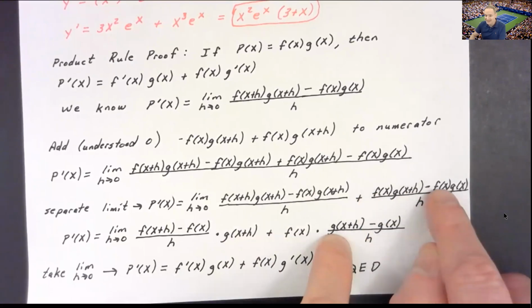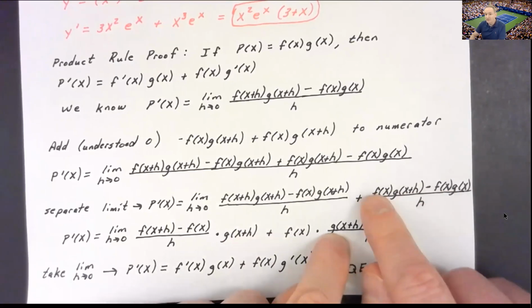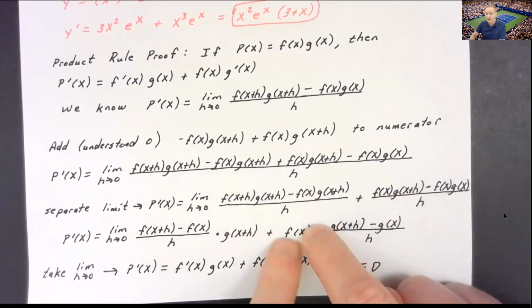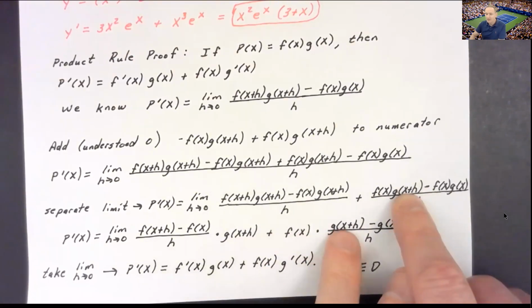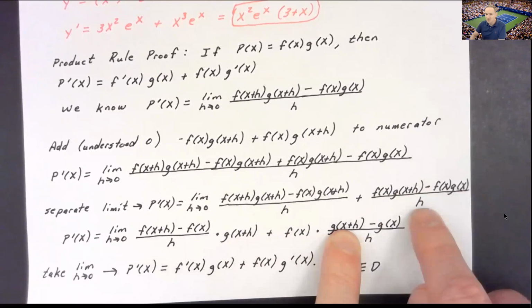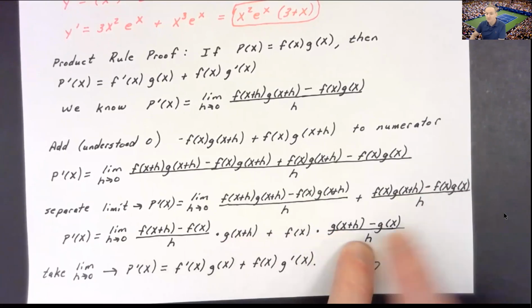In your second fraction, look at what you can factor out here. Both the first and second term have a factor of f of x. I'm going to factor that out in front. And I can say, well, when I factor that out, what am I left with? g of x plus h minus g of x over h.